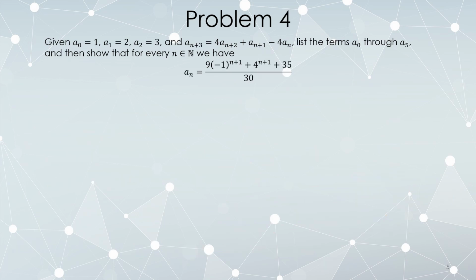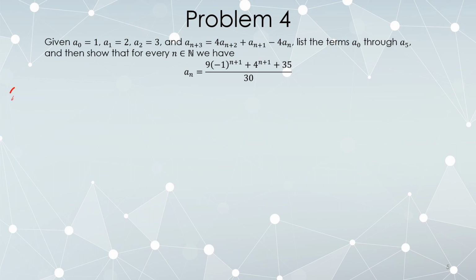Okay, another problem with exactly the same recursive formula: a sub n plus 3 is 4a sub n plus 2 plus a sub n plus 1 minus 4a sub n. But again, we've changed our initial values. Instead of starting with 1, 1, 1 or 1, 0, 1, we're starting with 1, 2, 3. And the resulting formula that will hold for all a sub n is much more complicated. One mistake students sometimes make is thinking if the recursive formula is the same, then everything's going to be the same. That's not true. If you change the starting values, you can get very different results.